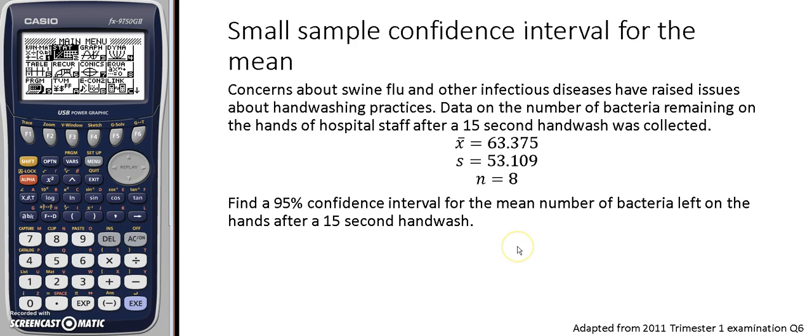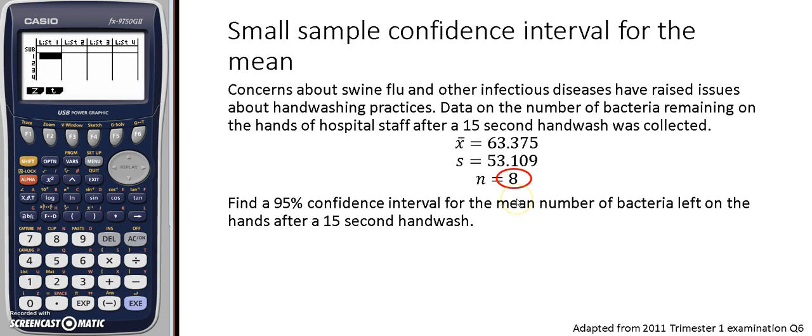In this problem, we want to construct a 95% confidence interval for the mean number of bacteria left on the hands after a 15-second hand wash. To do this, we go into the stat option of the main menu. We click on F4 for interval, and we've got the choice between Z and T.